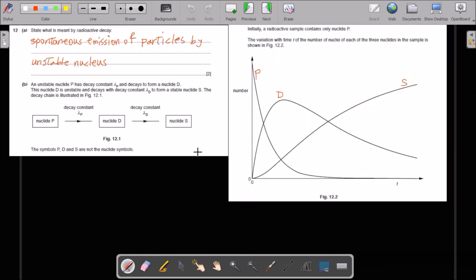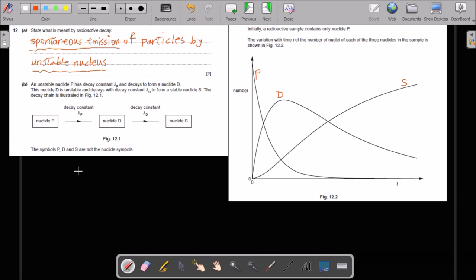Question 12. State what is meant by radioactive decay. So a spontaneous emission of particles by an unstable nucleus. If you mention spontaneous emission, you get one mark, and by an unstable nucleus, you get another mark.